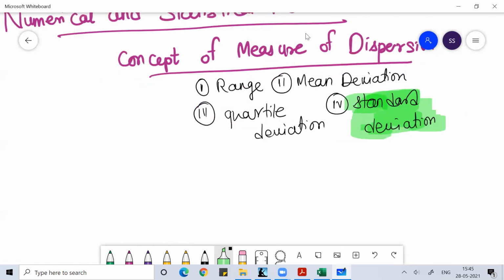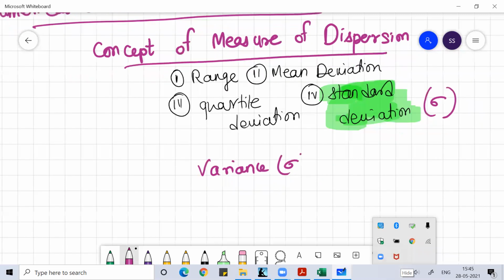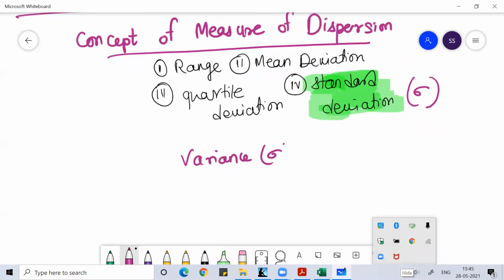Remember, in the concept of standard deviation, it is represented by the symbol sigma. And the square of standard deviation is called variance. Variance is the square of standard deviation, you can remember.